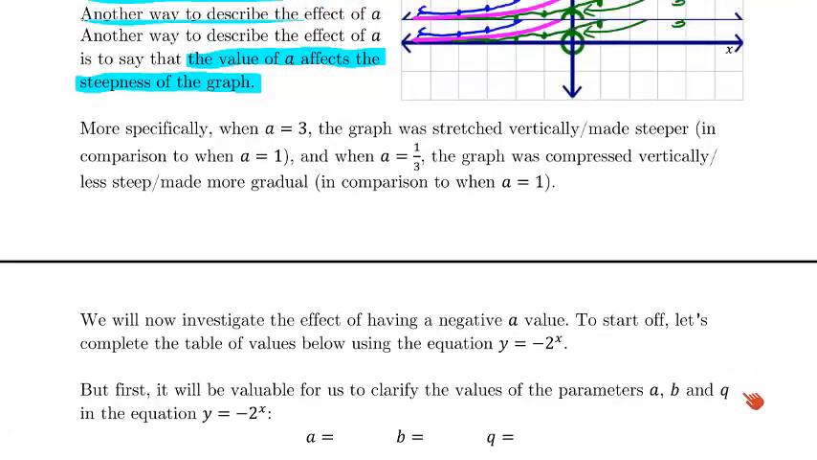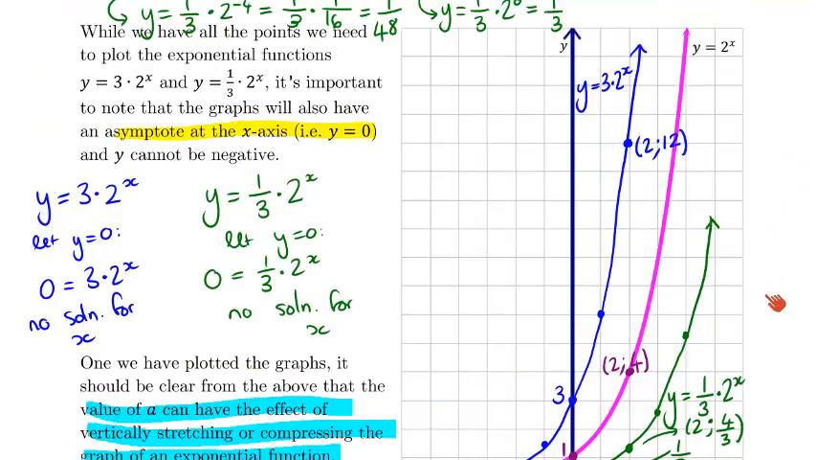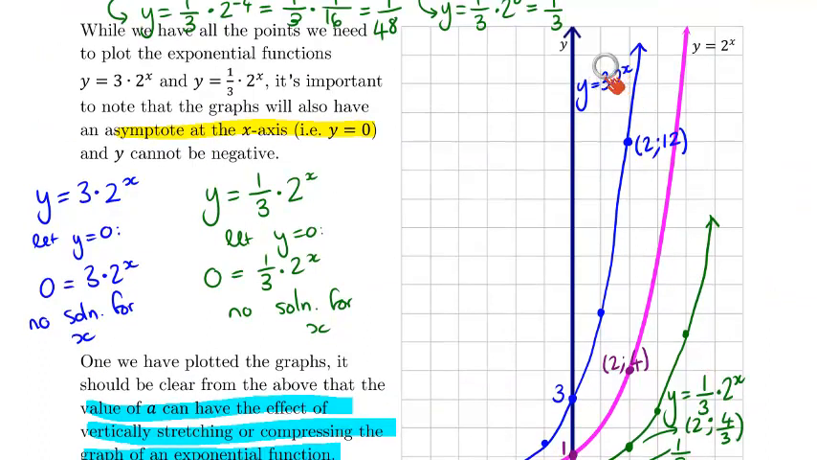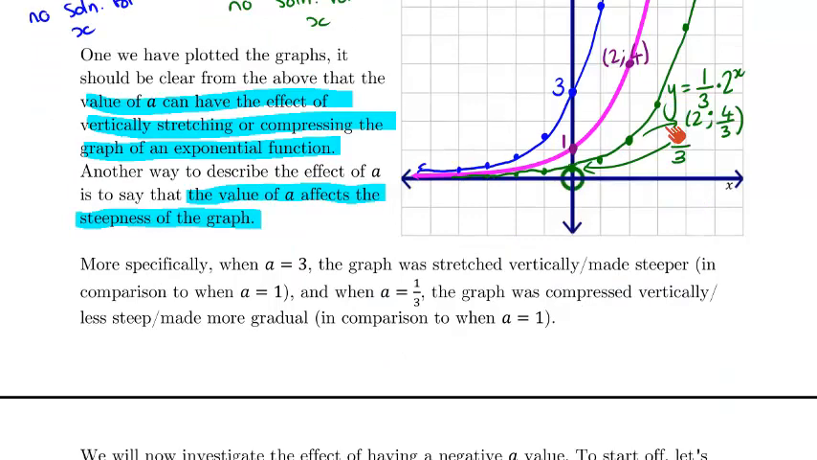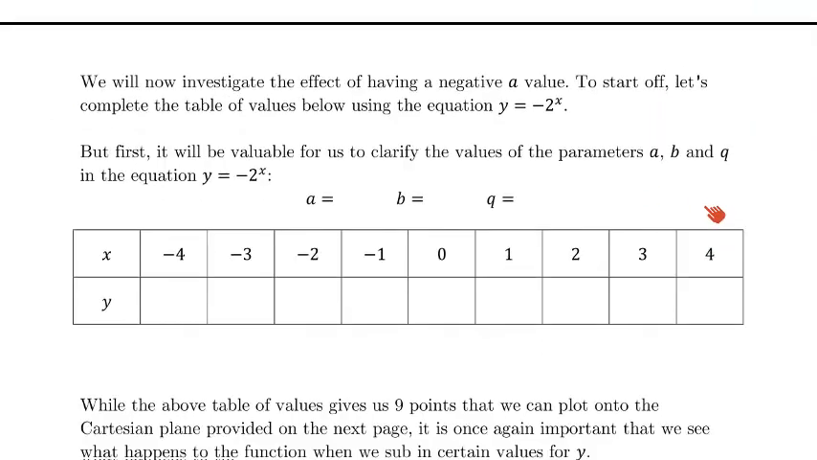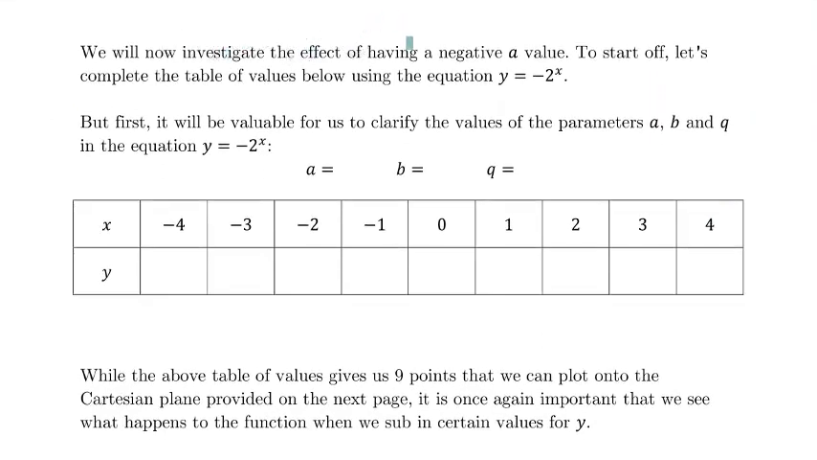Now, guys, that's not the only effect that a can have. Please notice that we have looked at a equal to 3 and a equal to a third in comparison to a equal to 1. But these were both positive values. Now we're going to see what happens if we make a negative. We will now investigate the effect of having a negative a value.